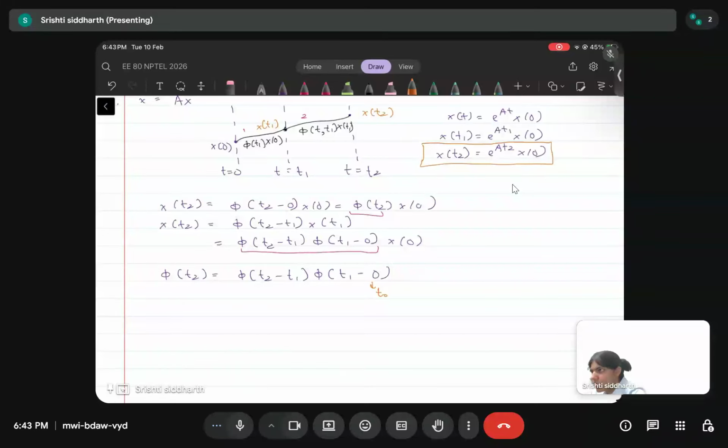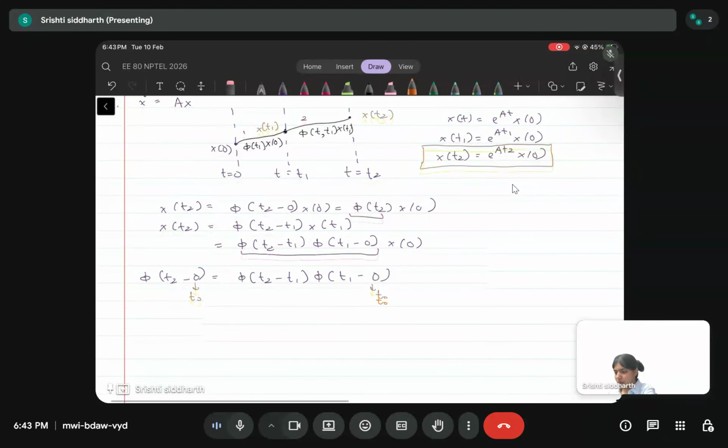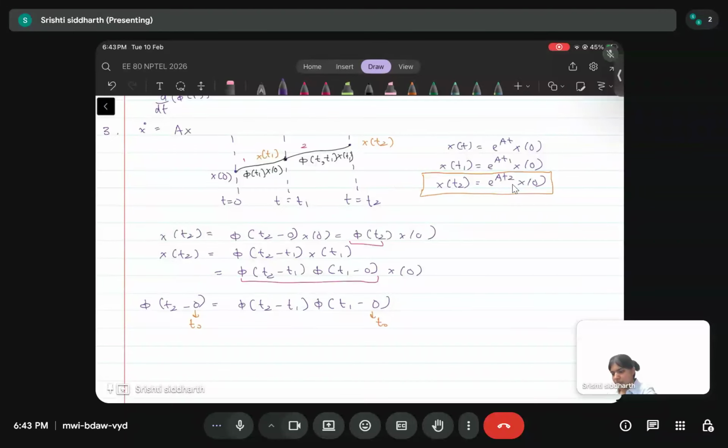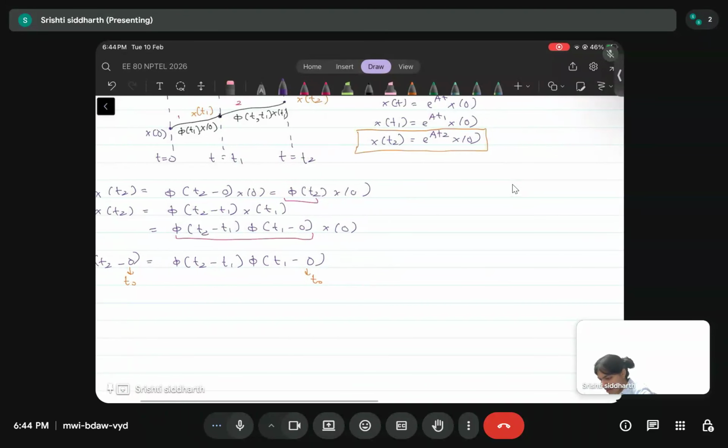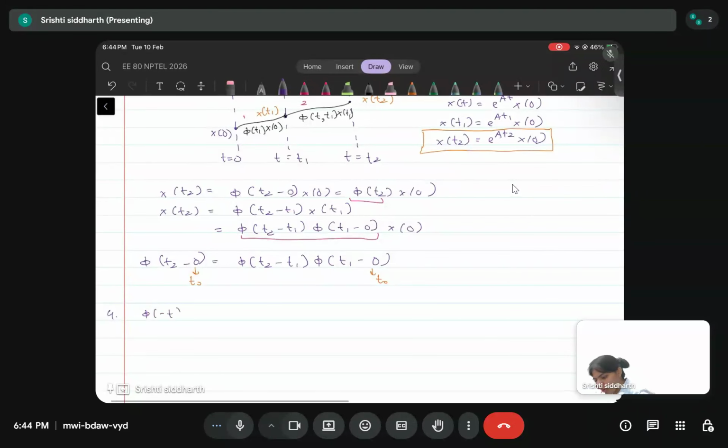And then we also have, let me write this as phi of T2 minus 0. This is T naught. So this is the composition. So first we get the state at T1 and then multiply by the state transition matrix to go from T1 to T2. And the next property is phi of minus T. That is to go backwards in time. This is simply the inverse of the state transition matrix at T.